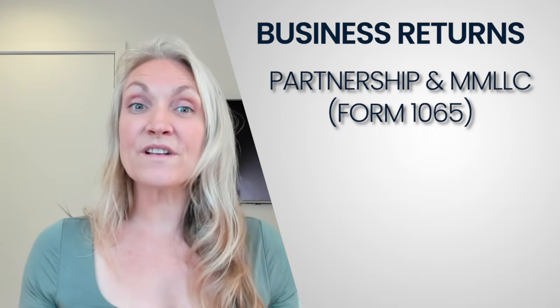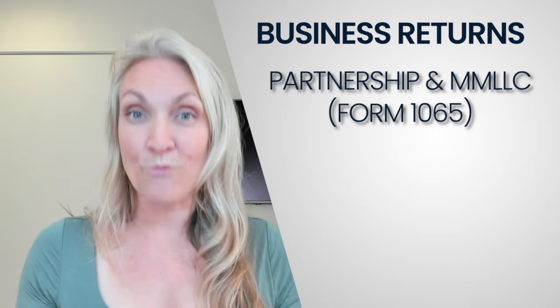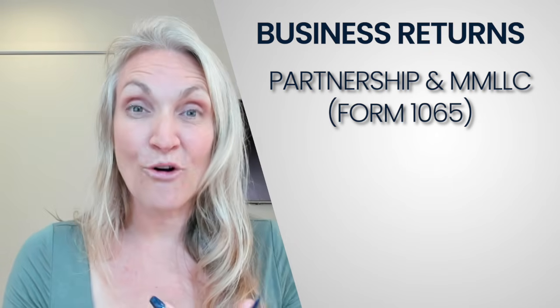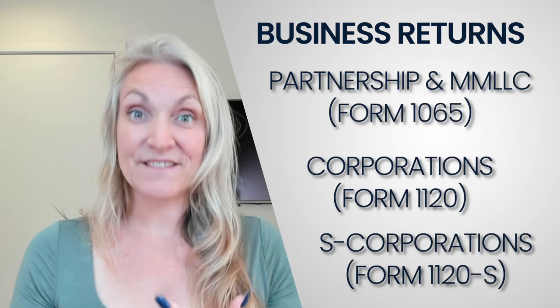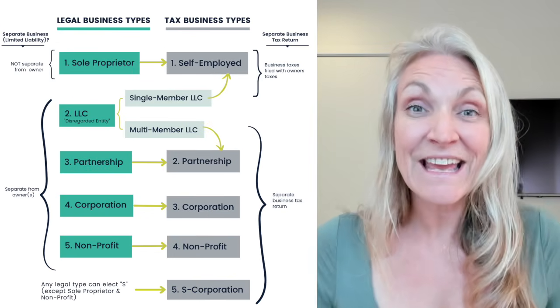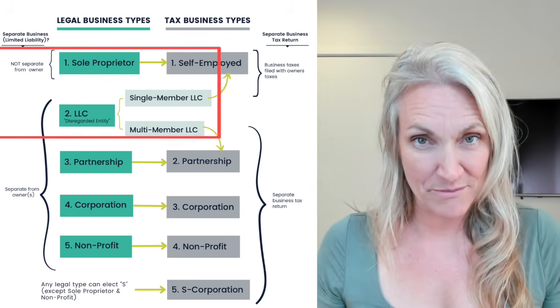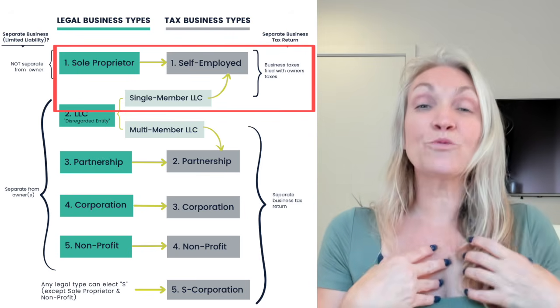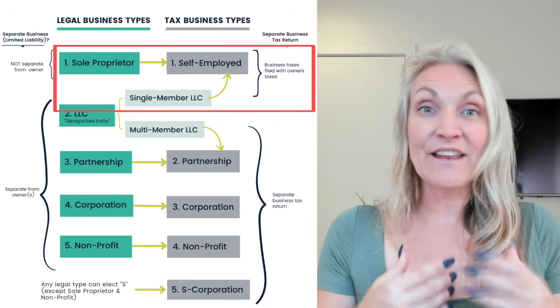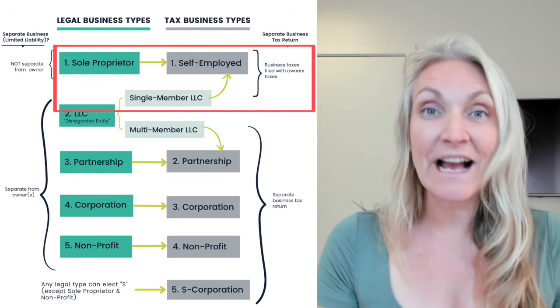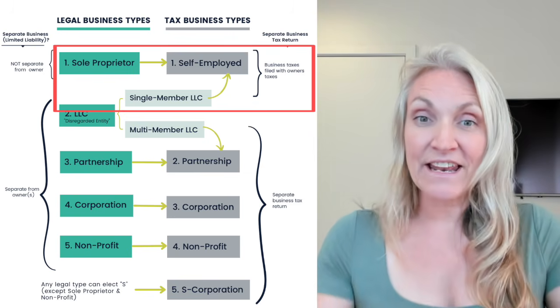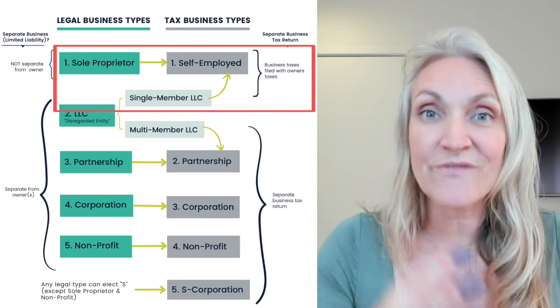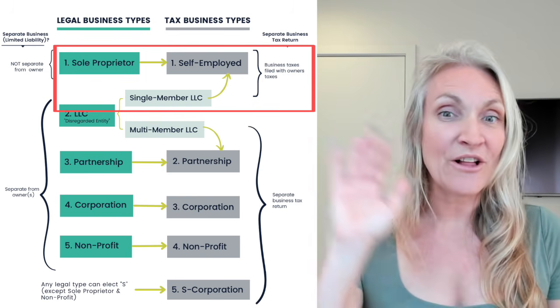Okay, so when I say business taxes, what I'm talking about is partnerships, and of course that includes LLCs with more than one owner, multi-member LLCs, corporations, and S corporations. So as we can see in my business types cheat sheet, if you are a sole proprietor or single member LLC, your business is taxed as self-employed, which means you file taxes with your personal tax return. And that situation is easy peasy. I recommend using Free Tax USA, and I'll link them down in the description below, as well as videos I have showing you exactly how to do it all step by step.